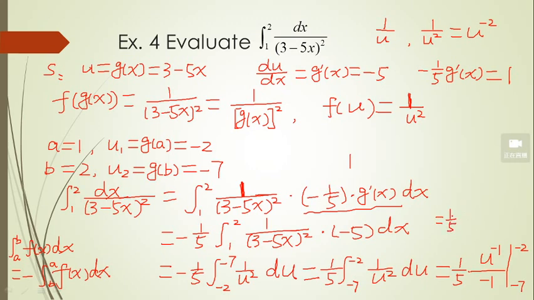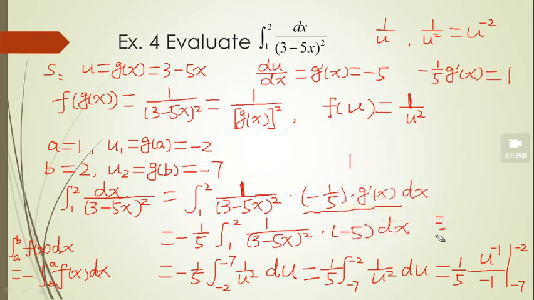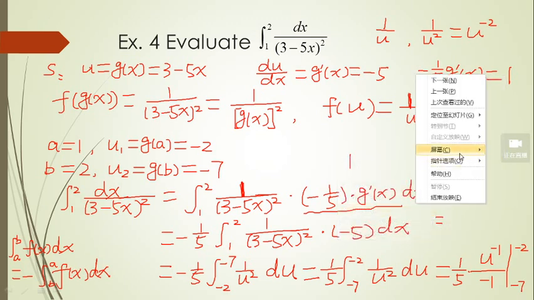Which means you can put the minus outside, right? This minus 1 times 5, which is minus 5. And then you just work on the u to the minus 2, whose antiderivative is minus 1 over u. You just rewrite.